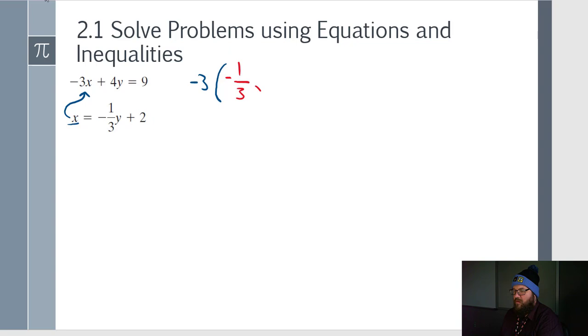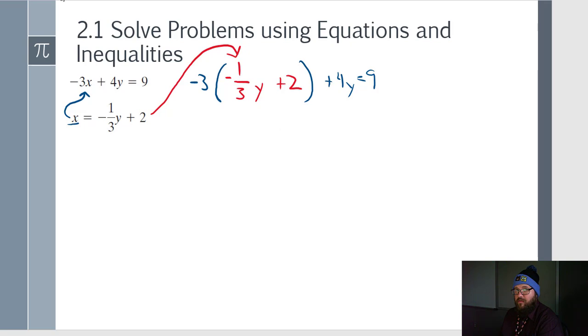Negative 1/3 y plus 2, that's going in place of that x in this whole equation right here. That went right there in place of that x, okay? Now, we still have plus 4y equals 9.